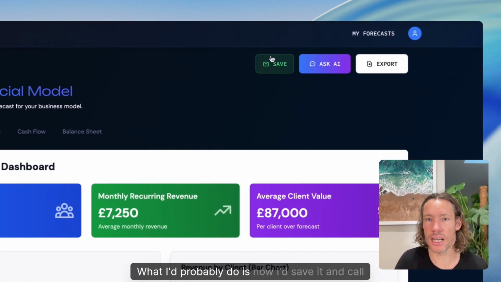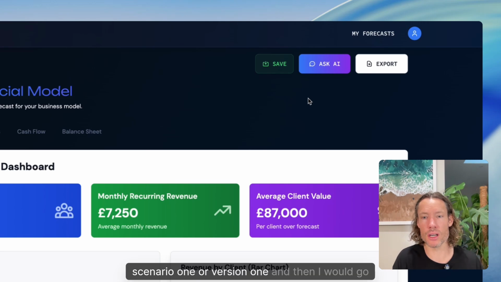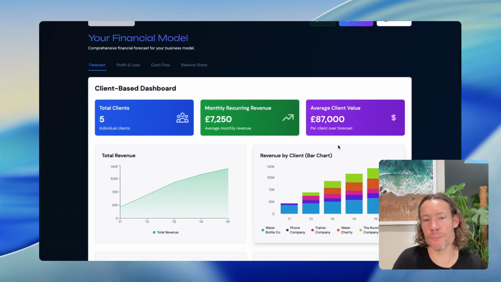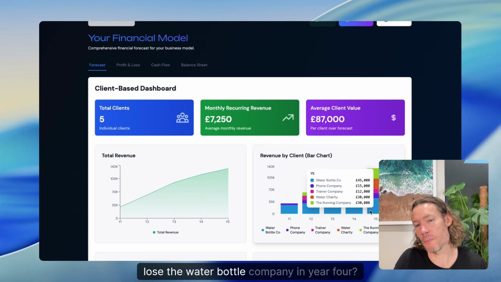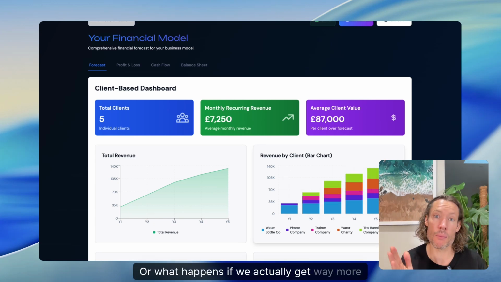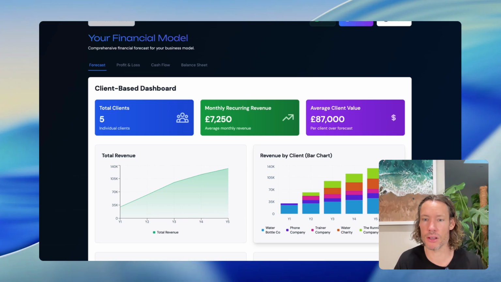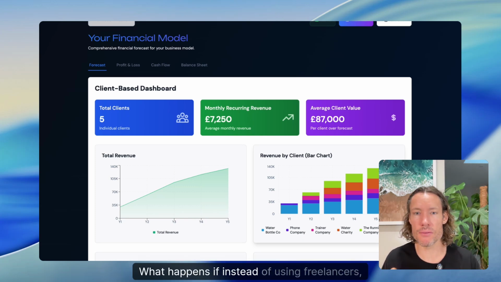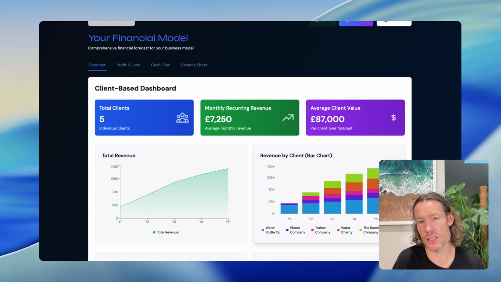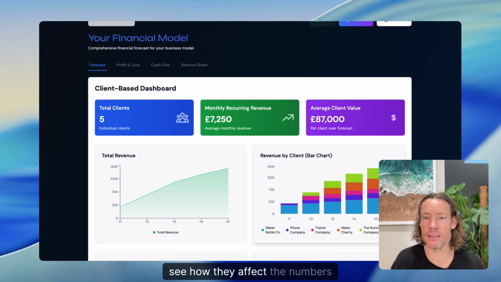What I'd probably do is now I'd save it and call this scenario 1 or version 1. And then I would go back, plan a different scenario. What happens if we lose the water bottle company in year 4? I'd plan that scenario. Or what happens if we actually get way more customers? What happens if we spend more on marketing and massively increase the number of customers? What happens if instead of using freelancers, we onboard someone to help us deliver the services and get them on a salary? So I play with all these different scenarios and see how they affect the numbers.